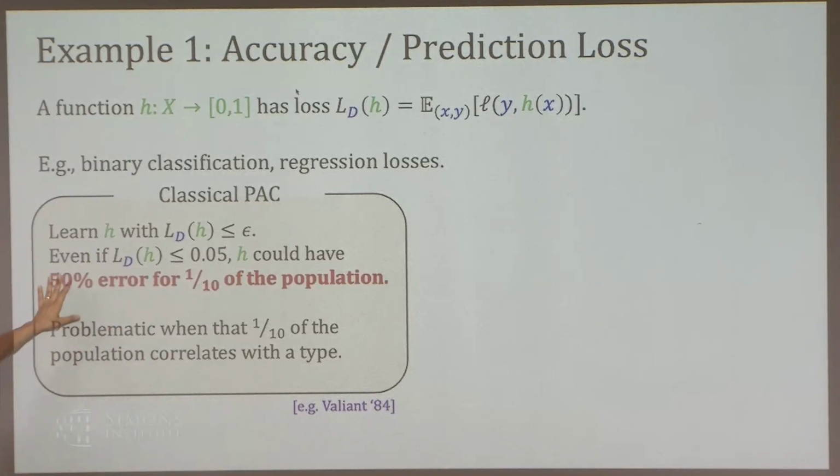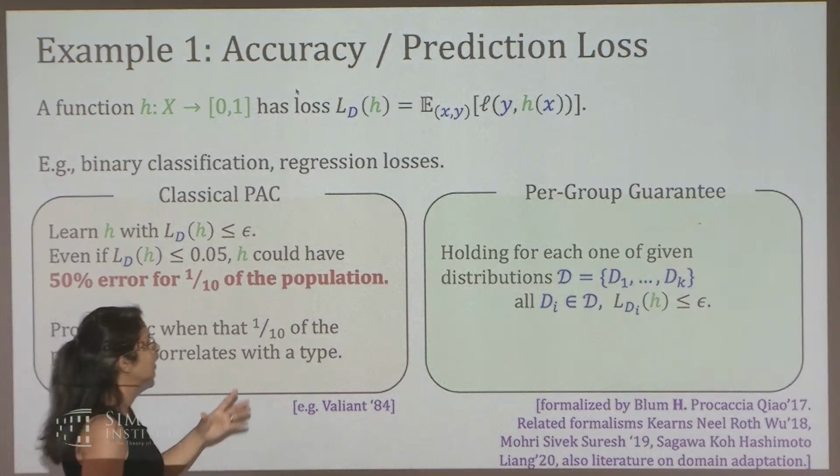This is what classically we have aimed for, but it's not really desirable in settings when you think about subpopulations, because what's possible is that while you might have only 5% error, 1/10 of the population is getting a randomized classification, and there's nothing stopping you from providing such an answer. So how do we deal with this?